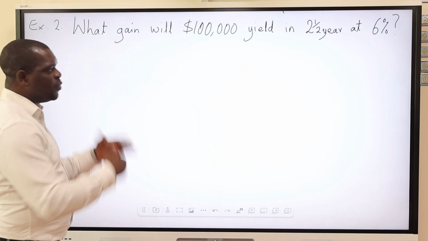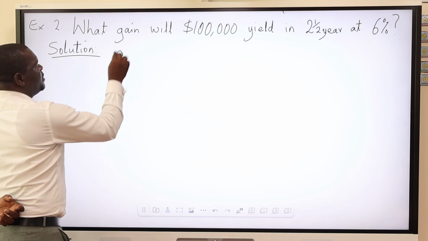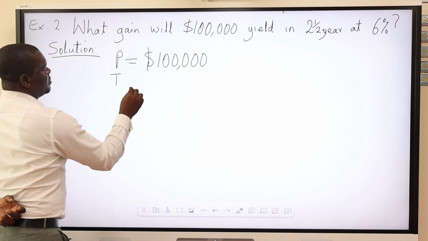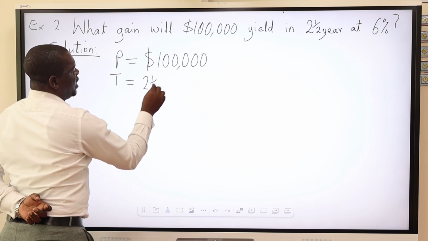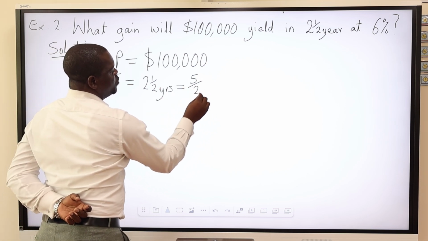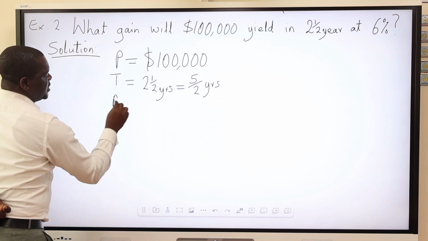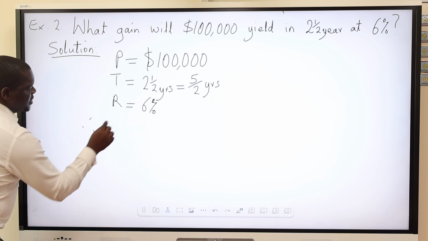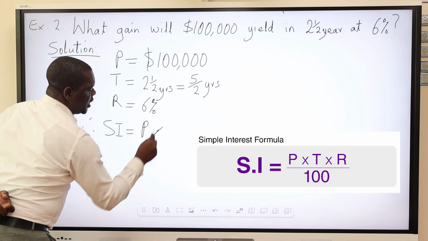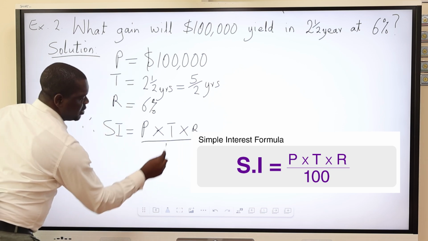We start with what we know. We identify the aspects that we know. So in our solution, we simply identify the principal amount, which is $100,000. We identify the time, which is 2.5 years. And this is the same as 5/2 years. We identify the rate, which is 6%. Therefore, simple interest, SI, will be equal to principal times time times rate divided by 100.